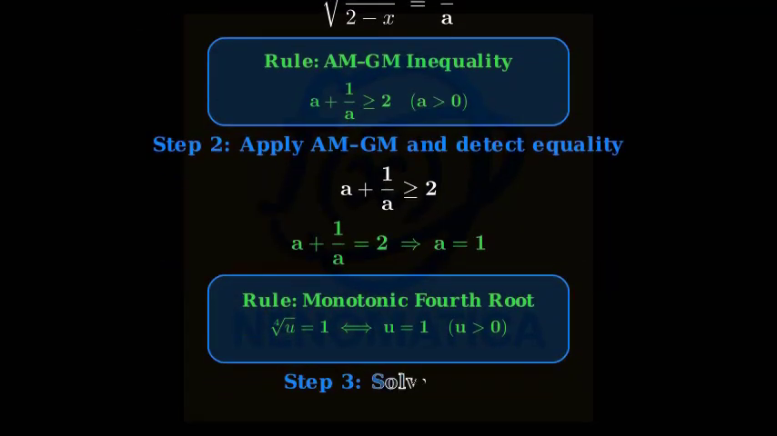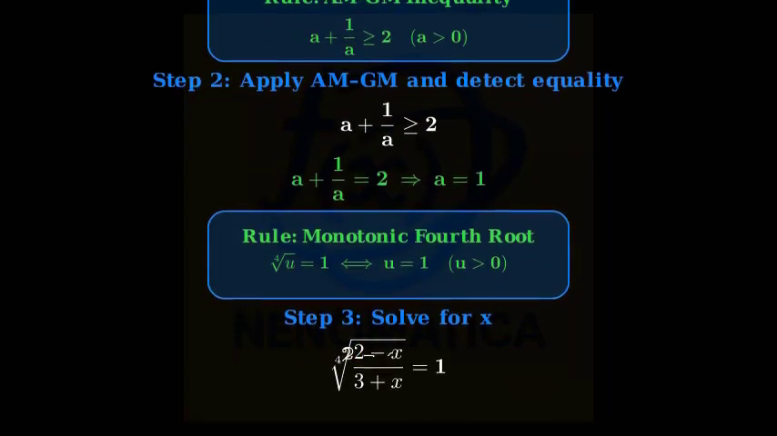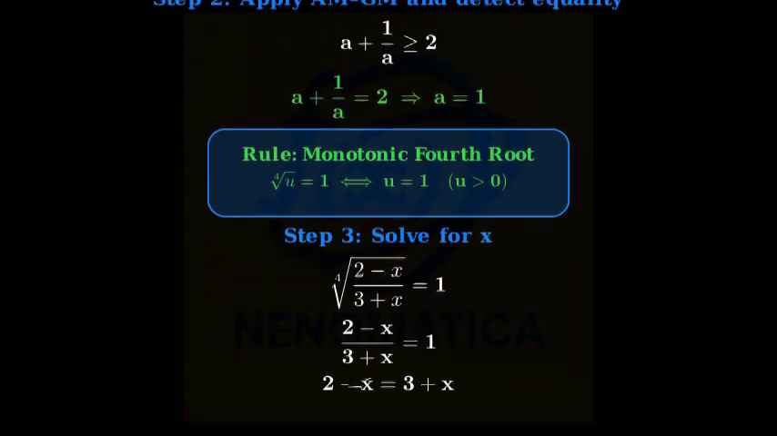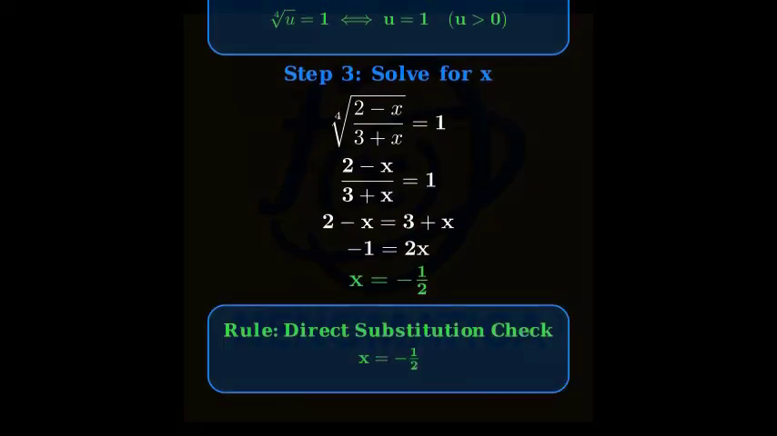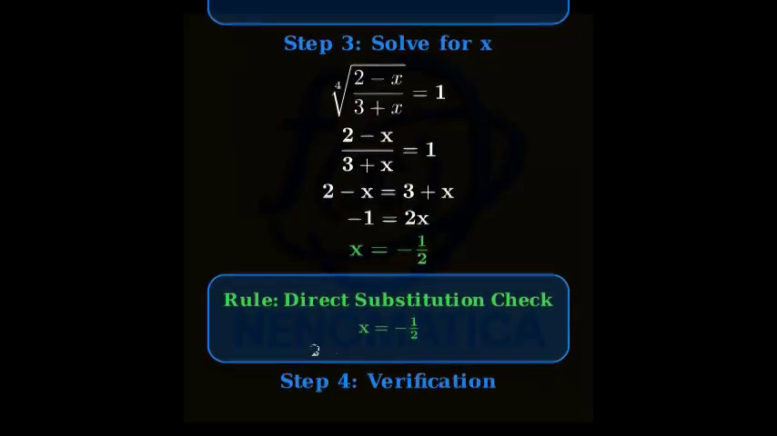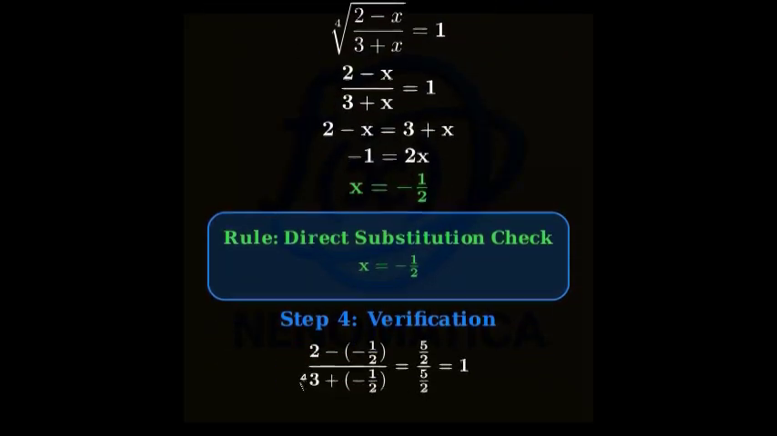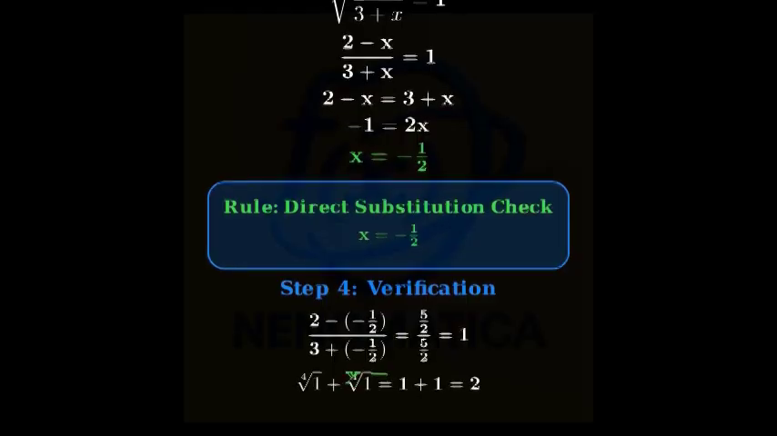Step 3. Set it equal to 1 and solve for x. If the fourth root equals 1, then the radicand equals 1. We proceed line by line to isolate x. Step 4. Verify the solution. We substitute x equals negative 1/2 into the original equation.